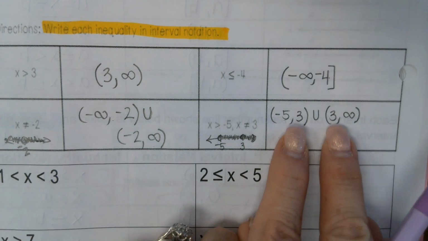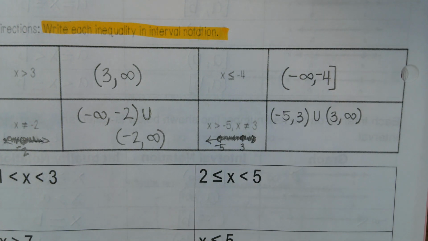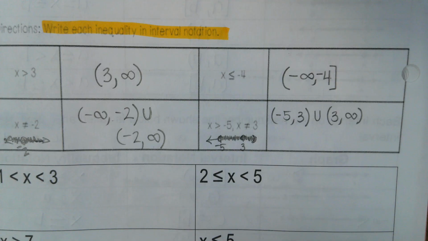Do you see how I'm stopping and starting at 3, but because I have the parentheses around them, that 3 itself is never included. It's like an open circle right there, okay?